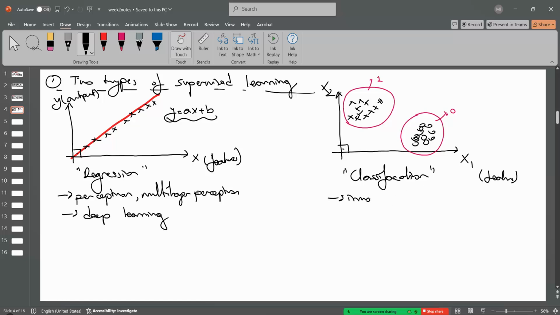For example, image classification or sentiment analysis. We can classify our input data in order to generate our output, which shows the class type, 1 or 0, or class A or class B. Okay? Supervised learning consists of these two kinds of learning methods. Either we can build the regression model or the classification model. Okay? Any question?